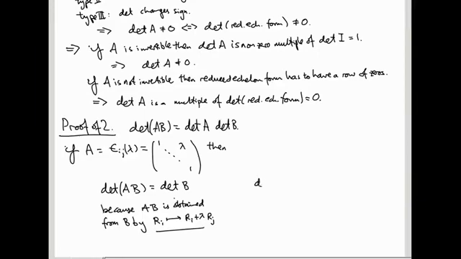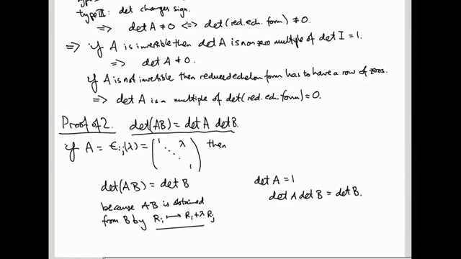On the other hand, det A, the determinant of this elementary matrix, is just the product of the diagonal entries, so that's 1. So det A det B is also equal to det B. So just by computing both sides of this equation, we see that the equation holds if A is an elementary matrix.